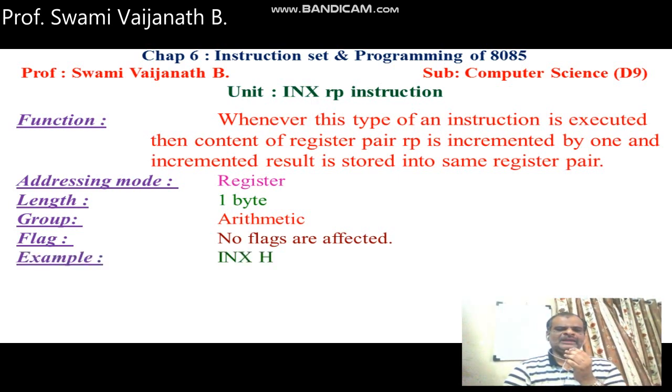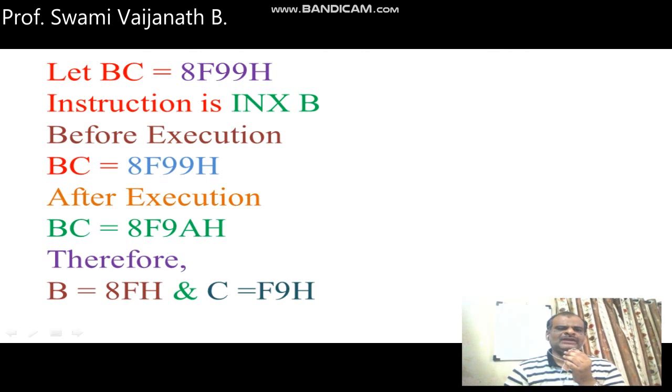Then example INX B. Here I take one example: BC is equal to 8F99H. Then INX B is executed. After execution, in the BC pair, B register holds 8FH and C register holds 9AH. How is it? See practically.